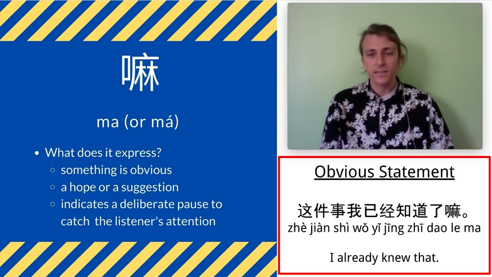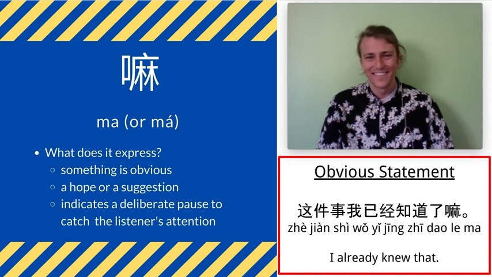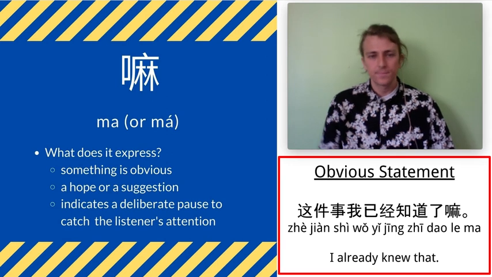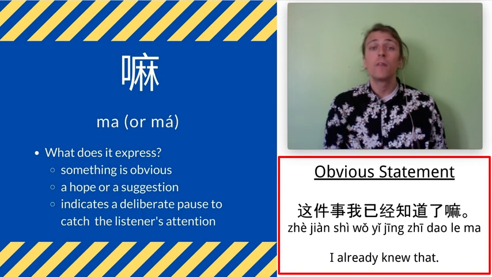So here in this example, we say 这件事我已经知道了吗? I already knew that. 这件事我已经知道了吗? I already knew that. So yeah, you can put it after anything that seems obvious to you.